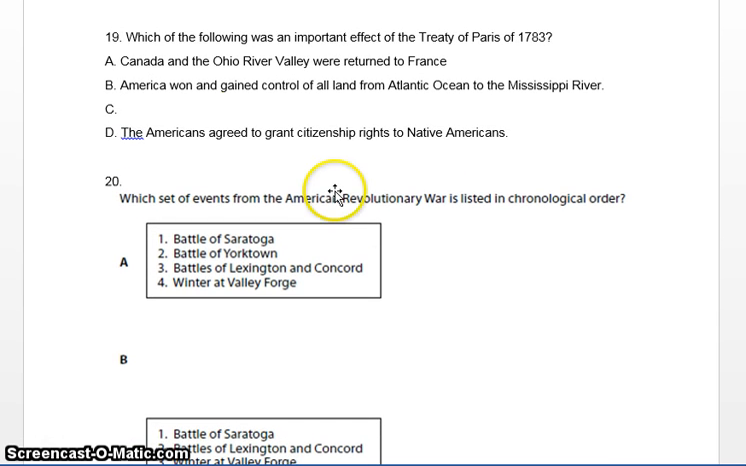Number 19. Which of the following was an important effect of the Treaty of Paris in 1783? A. Canada and the Ohio River Valley were returned to France. B. America won and gained control of all land from the Atlantic Ocean to the Mississippi River. Or D. The Americans agreed to grant citizenship rights to the Native Americans. What happened in the Treaty of Paris?